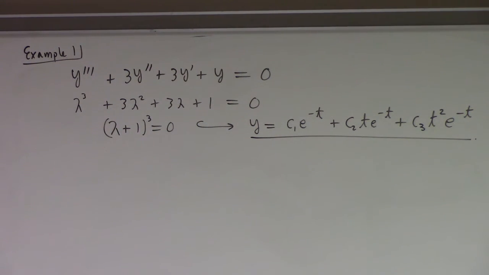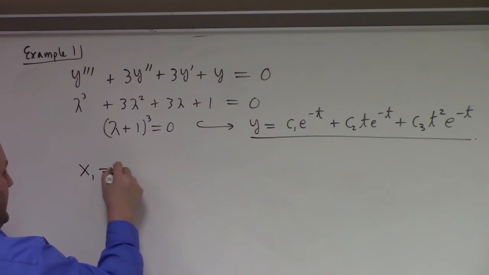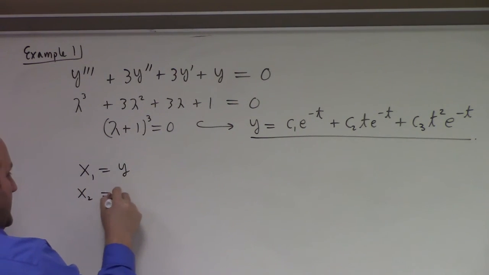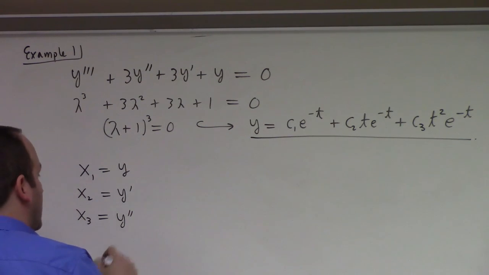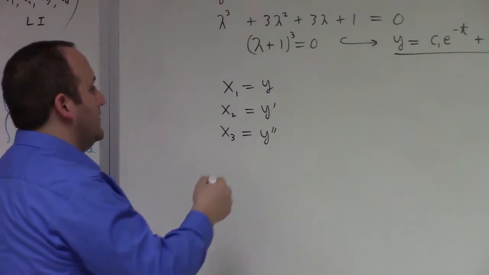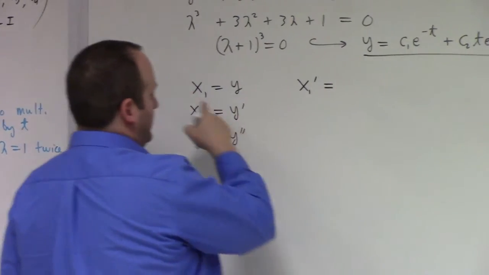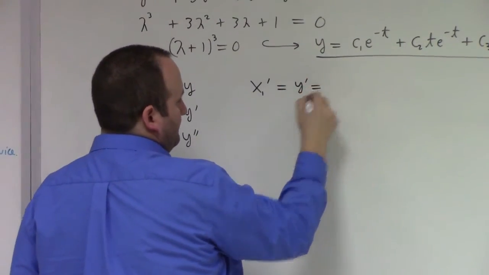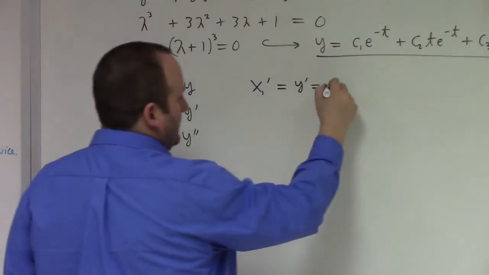Okay, so that's a third order linear differential equation. How do you rewrite this as a system of first order differential equations? Well, there's a standard technique. You say x1 is equal to y, x2 is equal to y prime, and x3 is equal to y prime prime. And then that does it. So check it out: x1 prime is equal to what? y prime, which is equal to, by definition, x2, right?